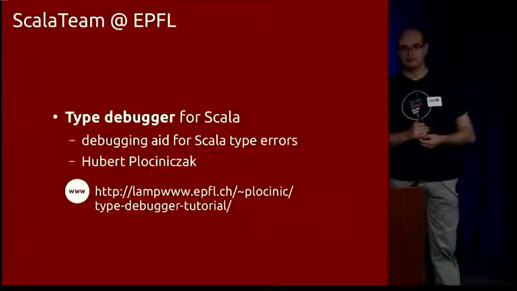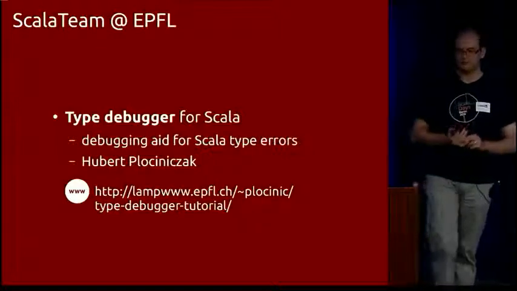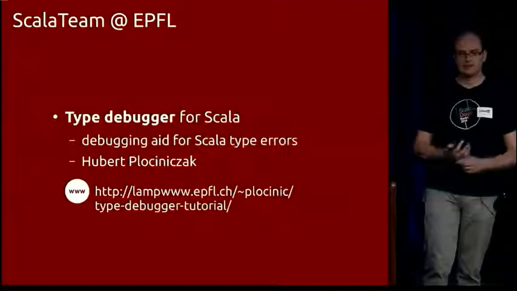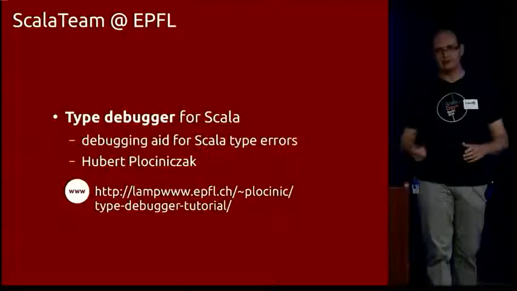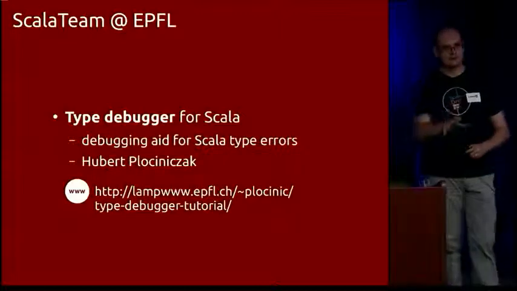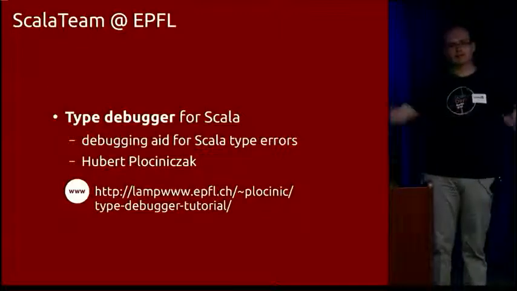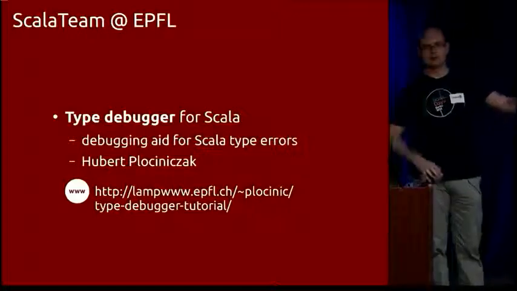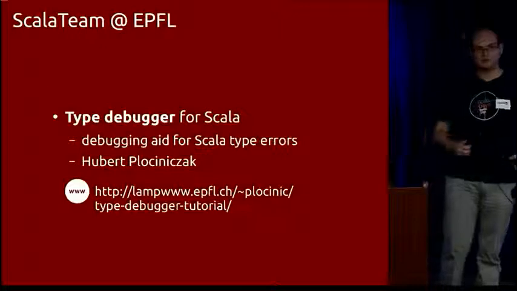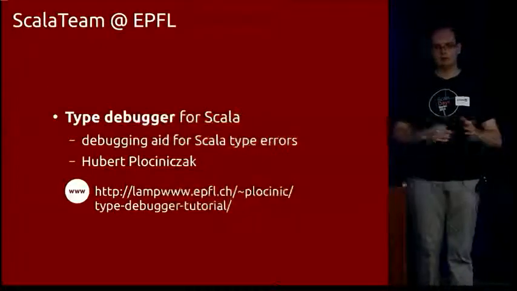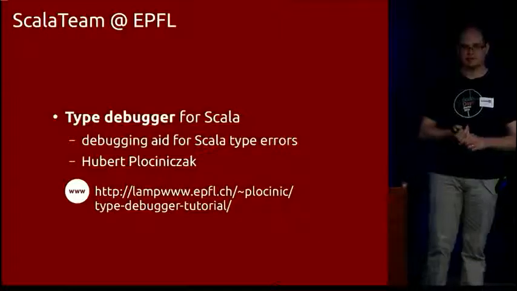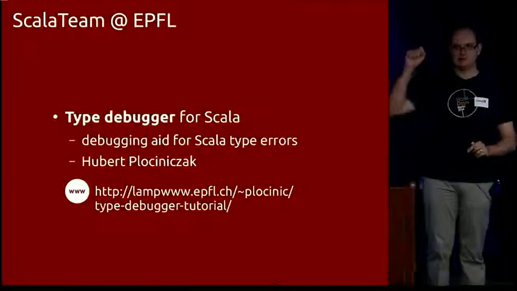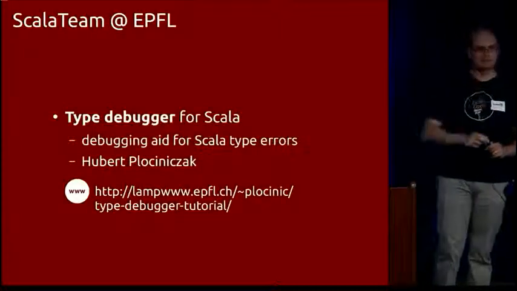Type debugger for Scala, that's a very interesting project by Hubert. When you have some code that produces a type error, sometimes this type error, as you've seen for the LDL transformation, is not local. It's some kind of long interaction between some type that was specified somewhere and some other type that was specified somewhere else, and somehow, during local type inference, they combined to produce a type error. Well, with a type debugger, you can actually say, hey, which nodes are the root causes that produce this error?